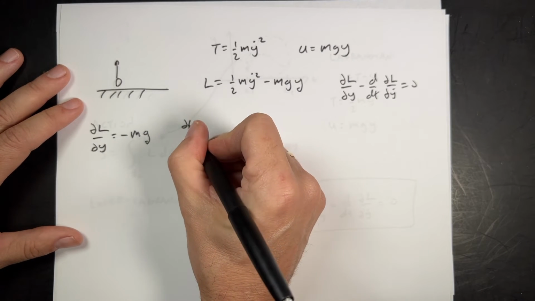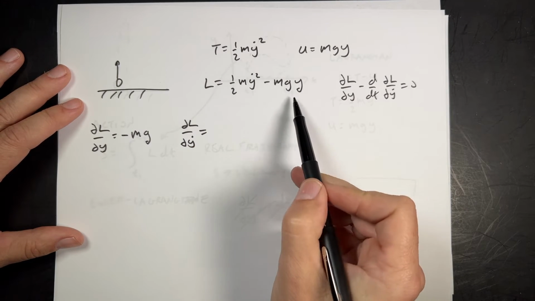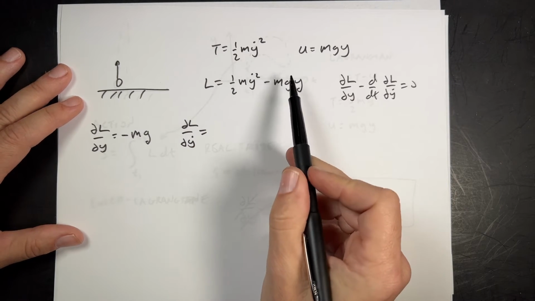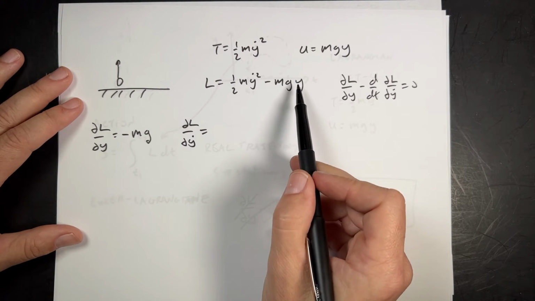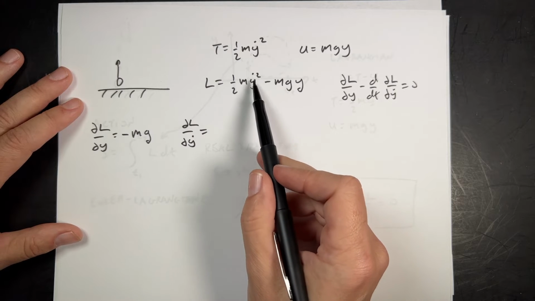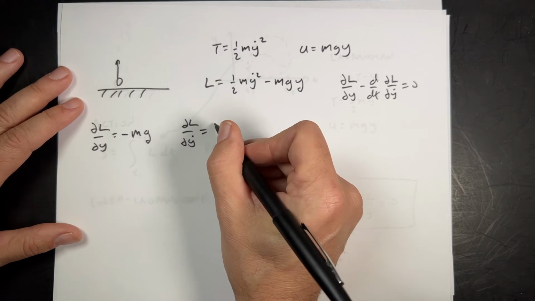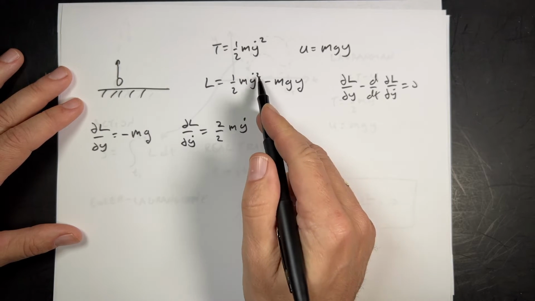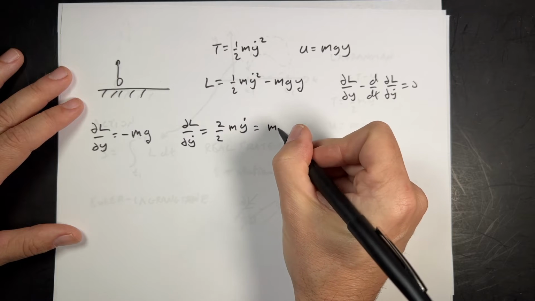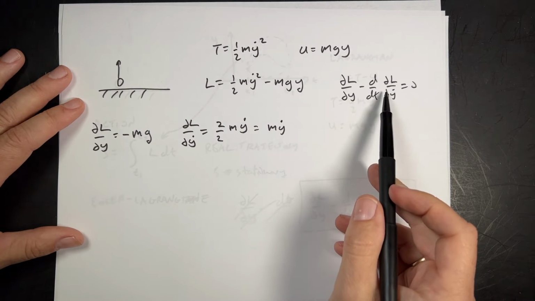That wasn't too hard. Now I have two parts here, so I'm actually going to take the partial of L with respect to y dot. So here, this term has no y dot in it, so it's essentially constant. So the partial with respect to y dot is 0. Over here, I have a power rule. I have only a y dot, so I bring the 2 down. I have 2 over 2 m y dot, because it's 2 minus 1, and that's just equal to m y dot.